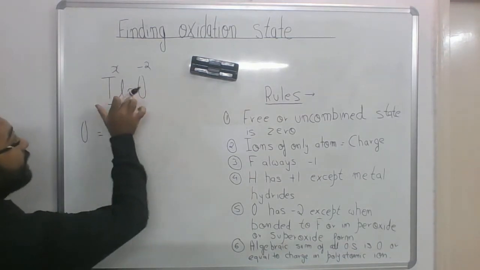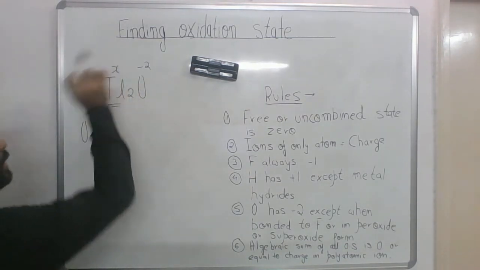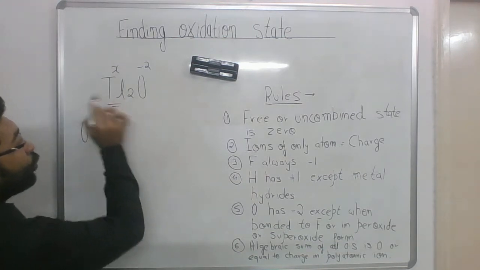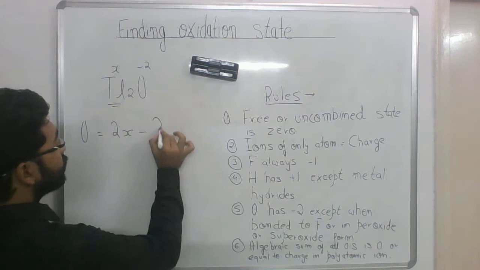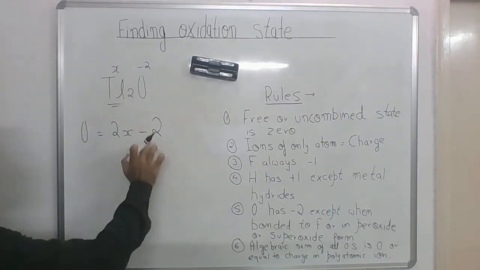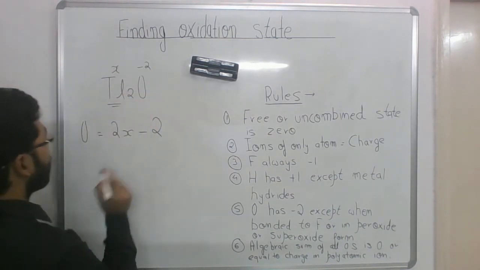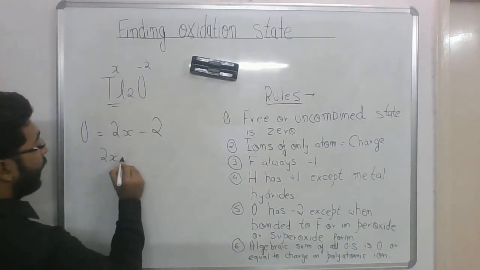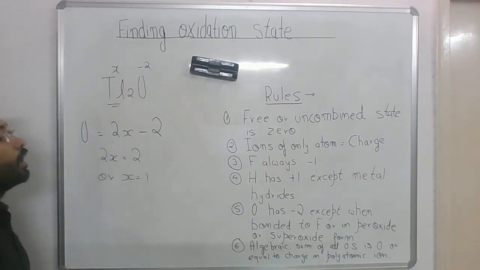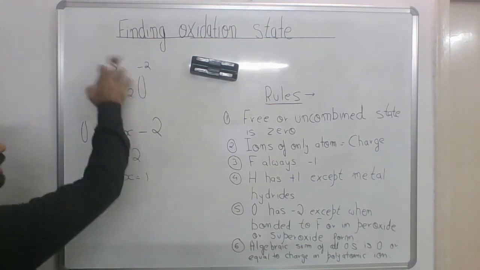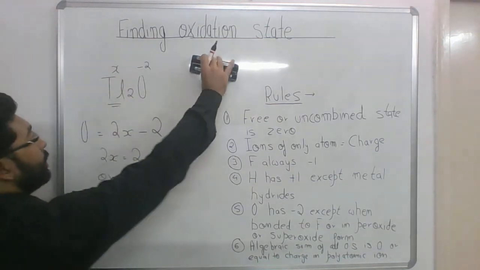So let the oxidation state of Tl be X. Since 2 atoms are involved, 2X of Tl minus 2 equals 0. Minus 2 comes from the oxygen part. So we can write 2X equals 2, or X equals 1. So the oxidation state of Tl in this molecule is plus 1.